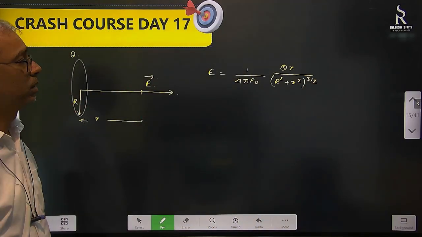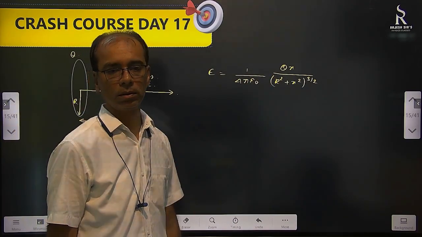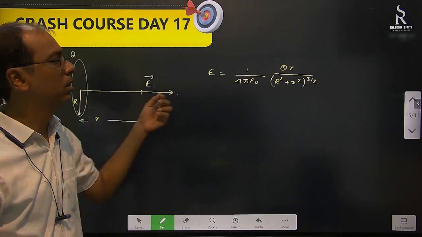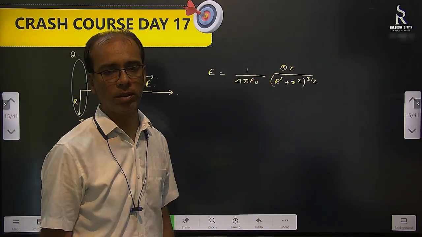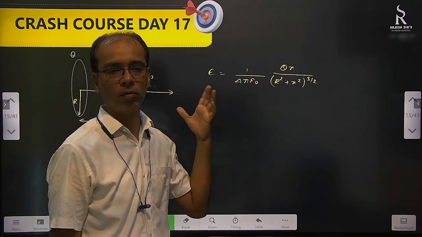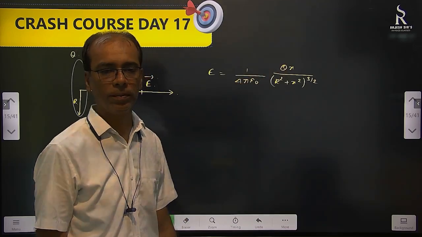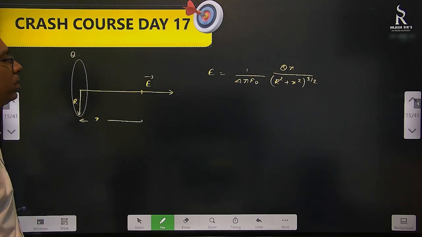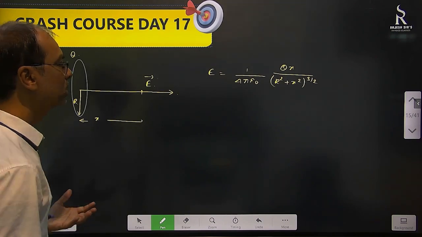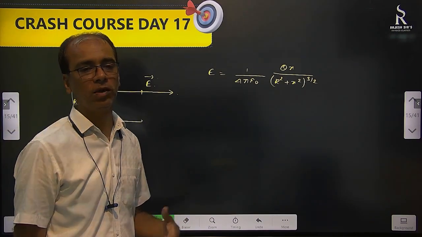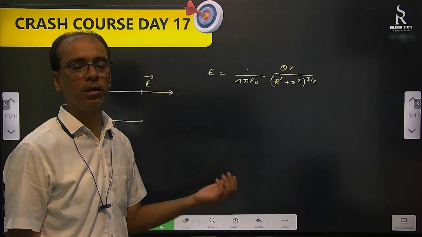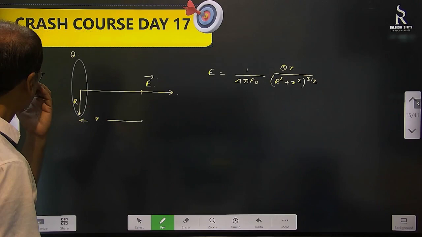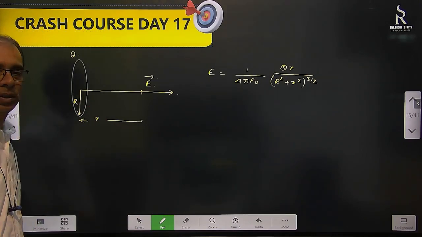In gravitation we got G M x by the same thing: G into the mass of the ring into x by (r square plus x square) to the power 3 by 2. Here, in place of G it is 1 by 4 pi epsilon naught, and in place of M it is Q. The remaining is all the same. For point charges we know the electric field is F by Q, so whatever force there is per unit charge is the electric field value. So whatever questions we did for force we can also do for electric field.